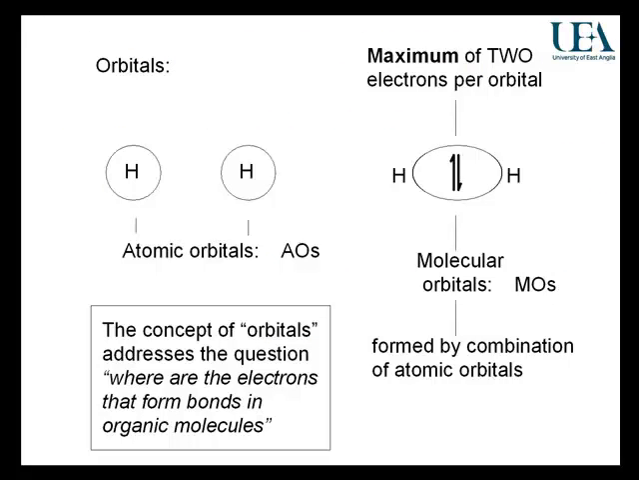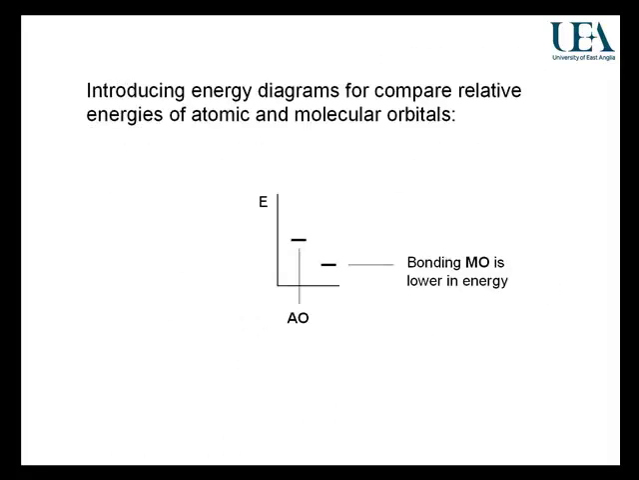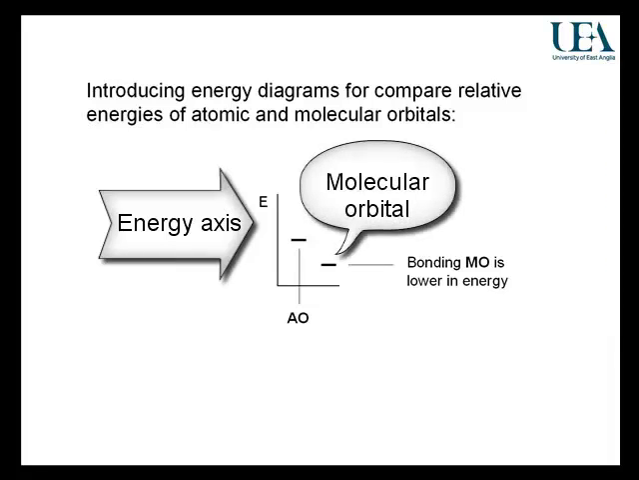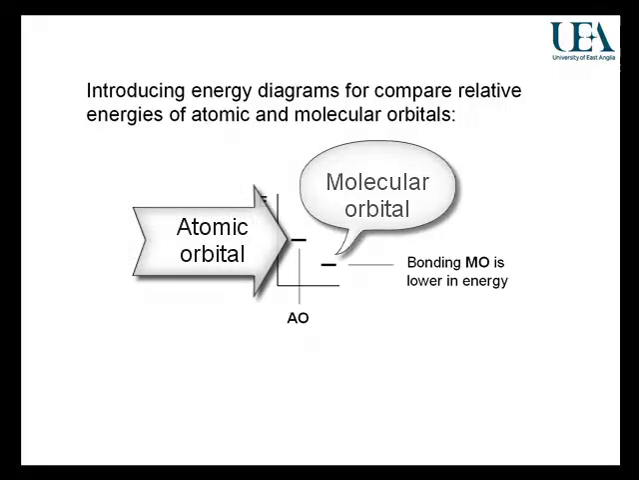Atomic orbitals are associated with individual atoms. Molecular orbitals are associated with the whole molecule. So molecular orbitals hold the electrons that constitute bonds. This vertical axis is an energy axis. Low energy at the bottom, high energy at the top. This molecular orbital is lower in energy than the atomic orbital.